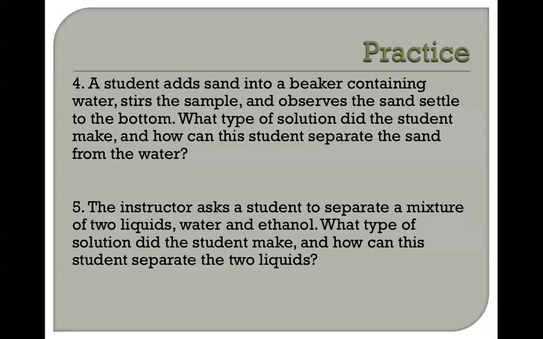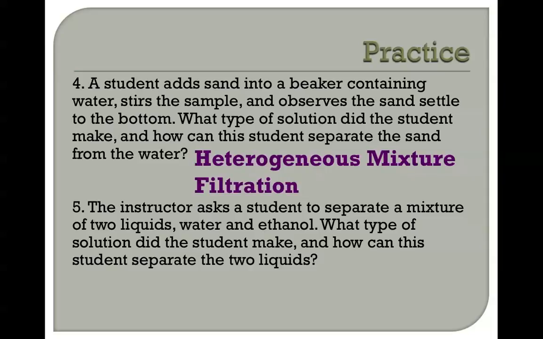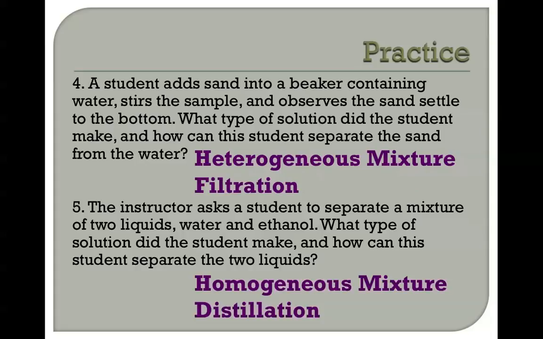Alright, so here are some separation techniques. This one was looking at how you have sand that has been stirred into water but yet settles in the bottom. What type of solution is this? It would be a heterogeneous mixture, which means you would want to use filtration to separate it. Now for number 5, we have a mixture of two liquids, water and ethanol. So what type of solution is this, and how would the students separate the two liquids? Well, the type of solution is going to be a homogeneous mixture, and we want to use distillation to separate out the two liquids based on their boiling points.